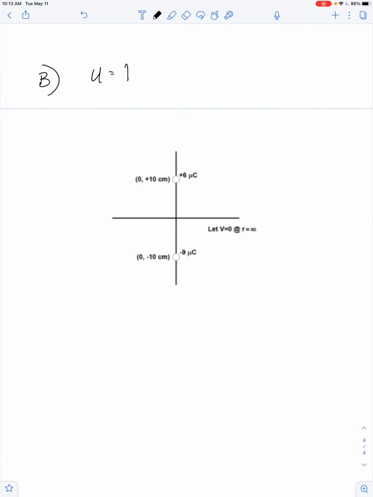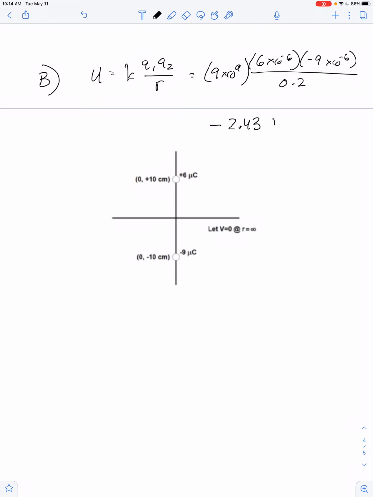Well, potential energy is kQ1Q2 over r. So it's 9 times 10 to the 9th times 6 times 10 to the negative 6th times negative 9 times 10 to the negative 6th divided by 0.2. Grab your calculators, and hopefully you'll agree that this comes out to negative 2.43 joules. Of course, I've left the units out. I'll leave it up to you to convince yourself that these units combine to give us joules.